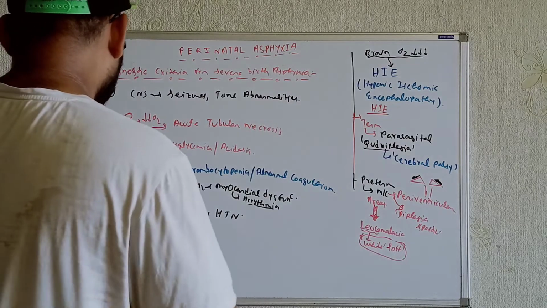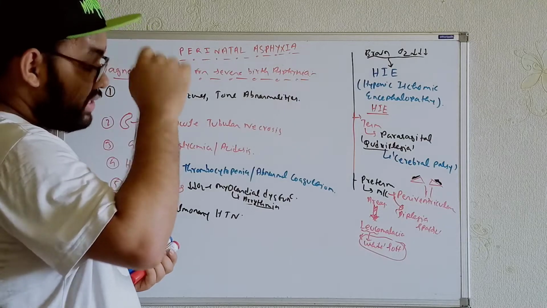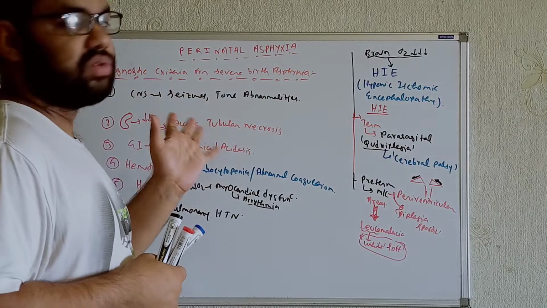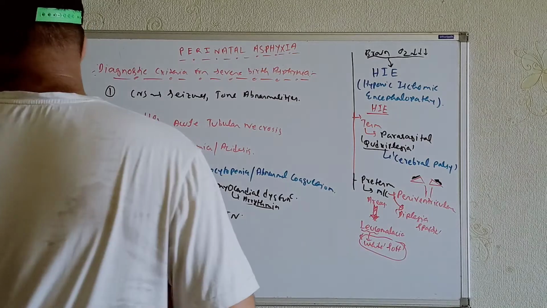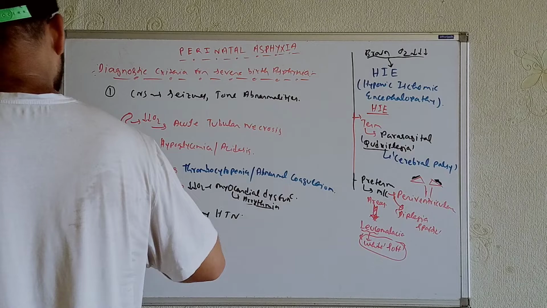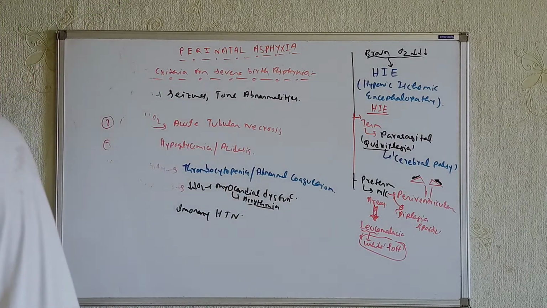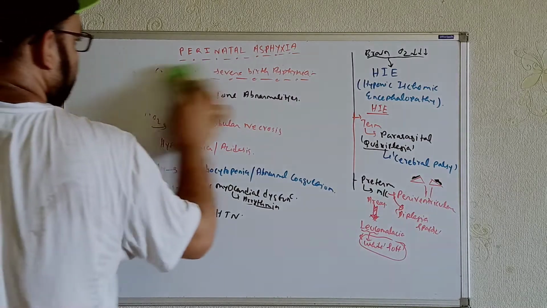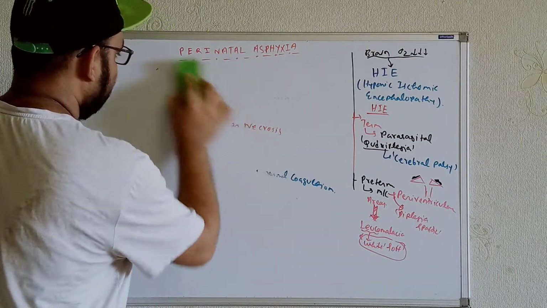Now we'll talk about how we classify HIE, hypoxic ischemic encephalopathy. It has different stages: stage 1, stage 2, stage 3. We'll talk in detail about all of the stages. So let's talk about the stages of HIE. Okay, let's erase this part and make it easier to see the board. Now we're going to talk about the different stages of HIE.